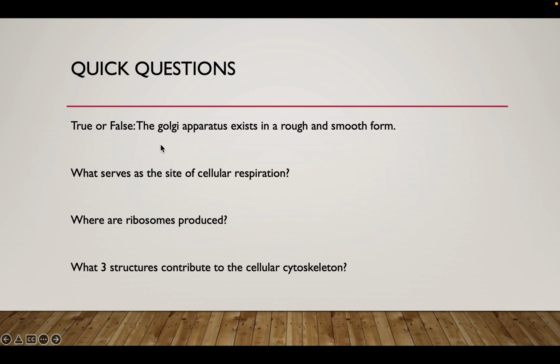So we'll answer these quick questions real quick. True or false, the Golgi apparatus exists in a rough and smooth form? You should answer this as being false. It exists in a single form. The endoplasmic reticulum exists in a rough and smooth form. What serves as the site of cellular respiration? Which organelle? This is the mitochondria.